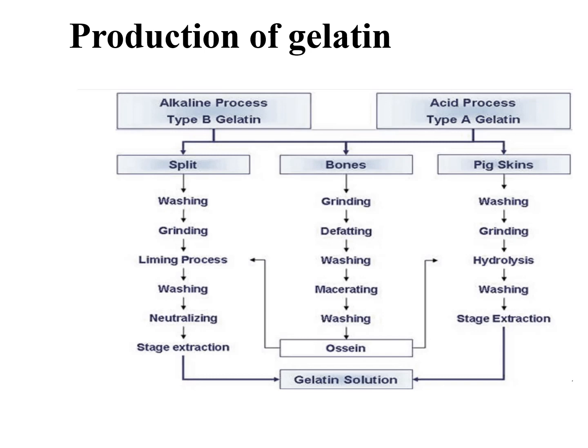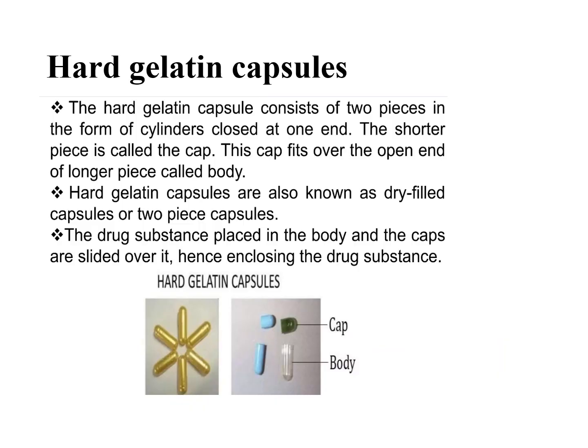This is the production process of gelatin. We can do this by two methods, that is the alkaline process and the acid process. We take split, bones, and pig skins. In split: washing, grinding, liming process, washing, neutralizing, stage extraction. In bones: grinding, defatting, washing, macerating, washing, ossein. In pig skin: washing, grinding, hydrolysis, washing, stage extraction to form the gelatin solution.